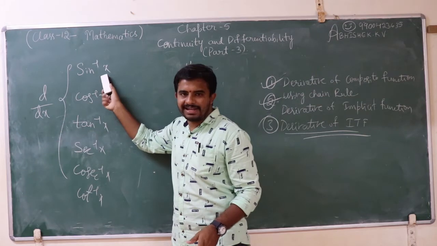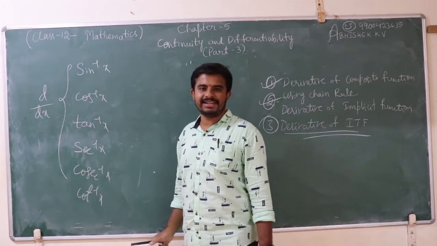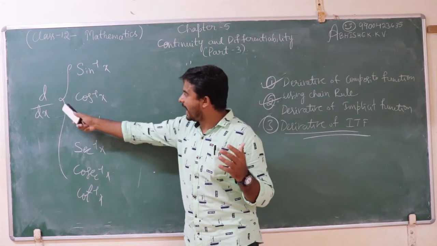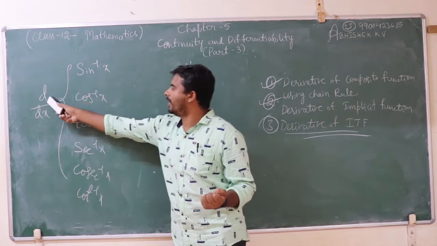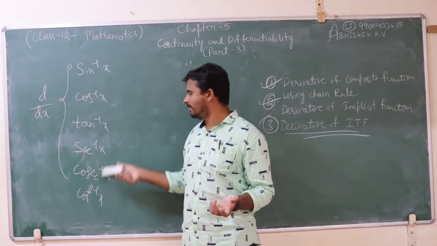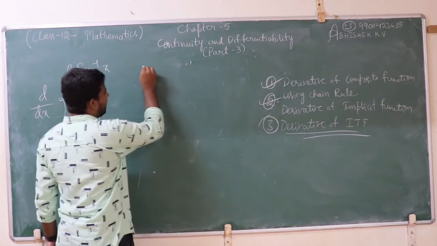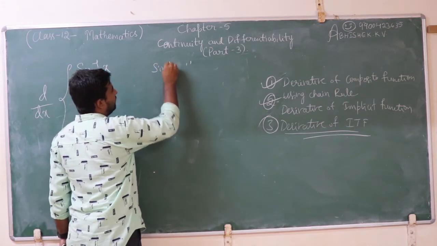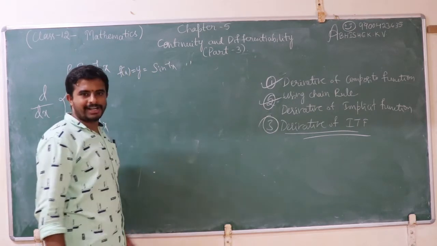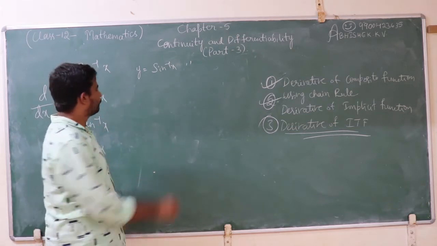Here we have the variable x, that is why it is the derivative with respect to x, for this inverse trigonometric function. The question arises, sir, how can we derive this? How can we get the formula for the derivative of sin inverse x, cos inverse x, tan inverse x, similarly secant inverse x, cosecant inverse x, and cot inverse x? Here the given function is sin inverse x. It is denoted by f of x, and f of x is usually denoted by y.